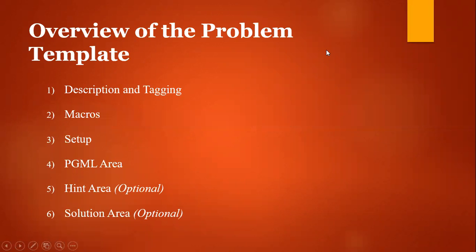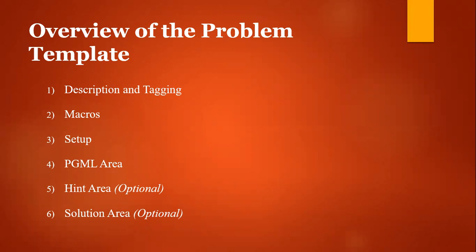So there's a general problem template that every WeBWorK problem follows. Whenever you look at a WeBWorK problem, this is probably what you'll see, and it occurs in this specific order as well. The first one is a description and tagging section. The second one is a macros section. Three is a setup, that is in Perl. There's also 4, 5, and 6.